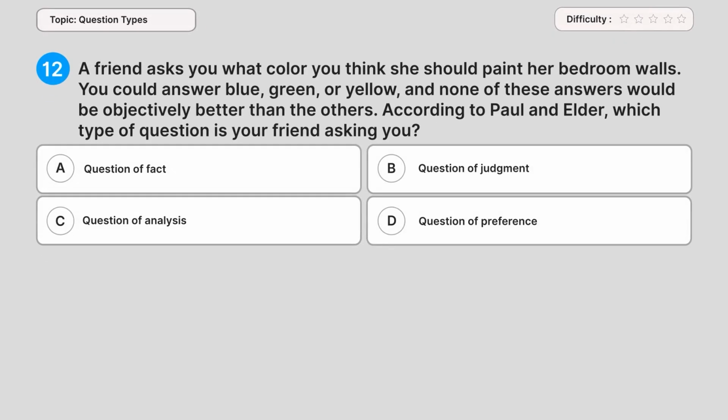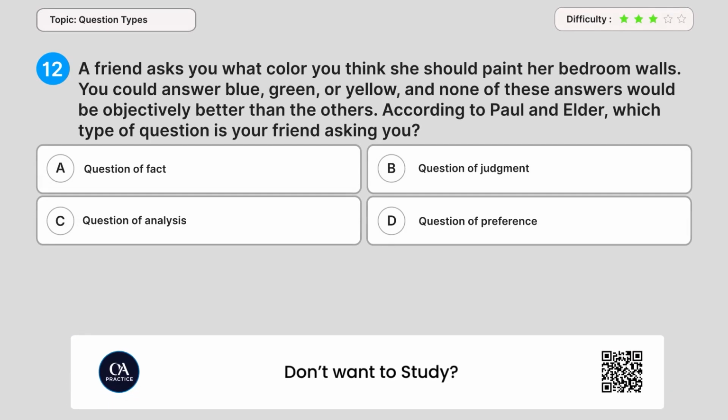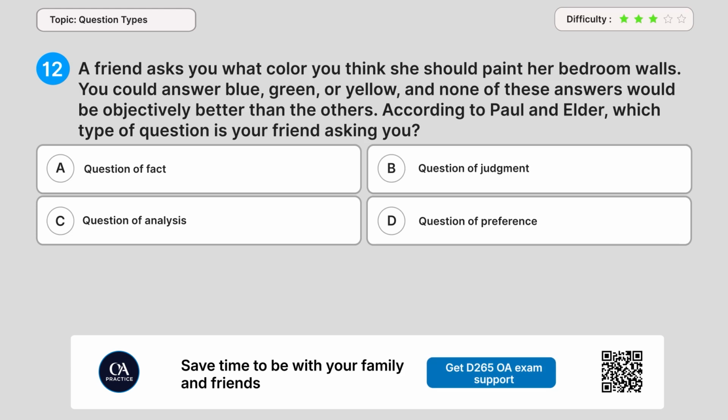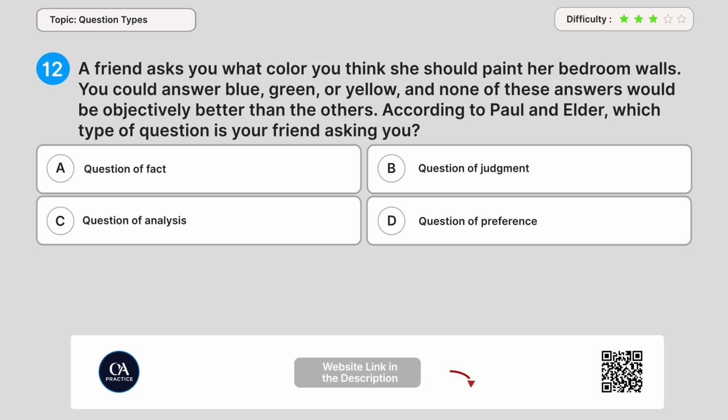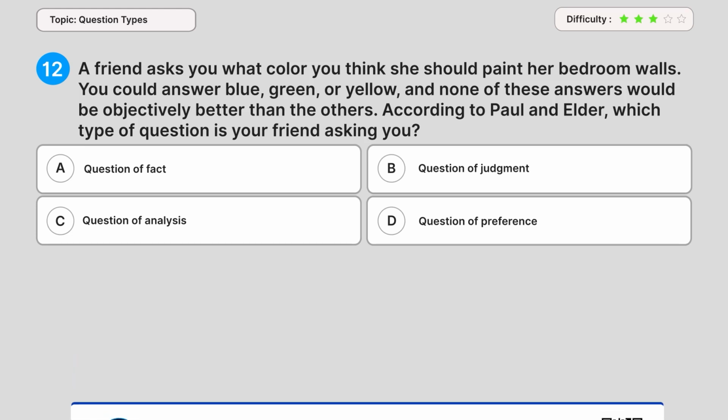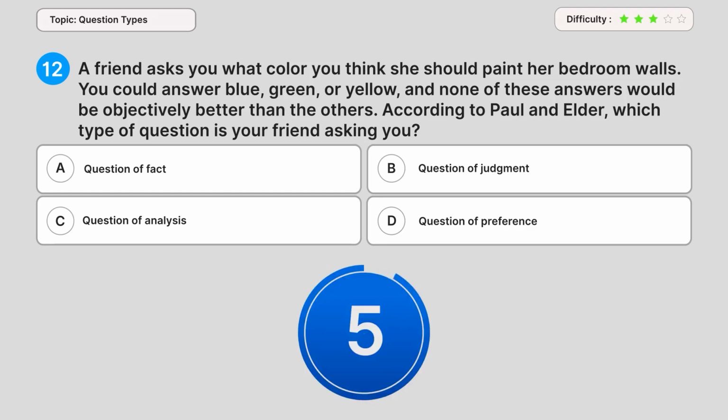12. A friend asks you what colour you think she should paint her bedroom walls. You could answer blue, green or yellow, and none of these answers would be objectively better than the others. According to Paul and Elder, which type of question is your friend asking you? A. Question of fact. B. Question of judgment. C. Question of analysis. D. Question of preference. Can you guess the answer?